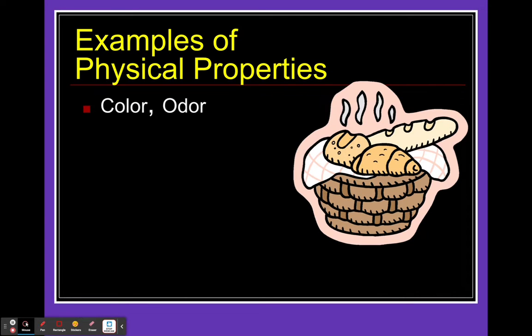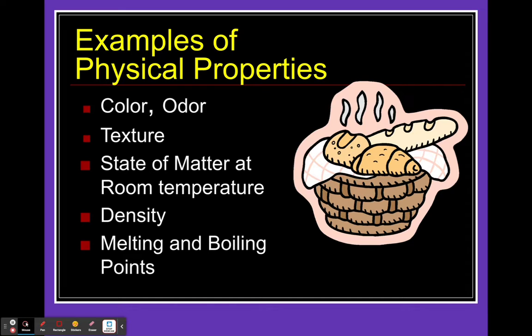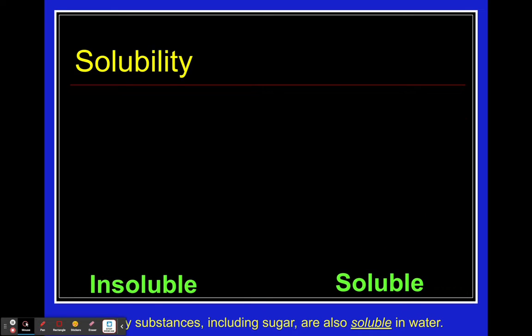You can look at it and see its color. You can look at it and find its odor. You can touch it for its texture. You can determine what the state of matter is when it's sitting in a room, at what's called room temperature. You can even check density and boiling and melting points. These are just some examples of physical properties. There are many, many more. You can, for example, determine if something is magnetic by sticking it to a magnet. If it is, then it has the physical property of magnetism.